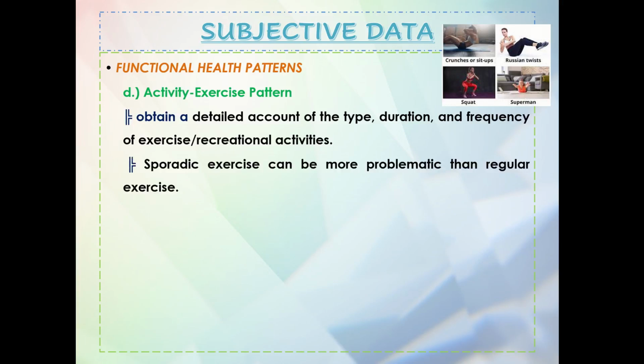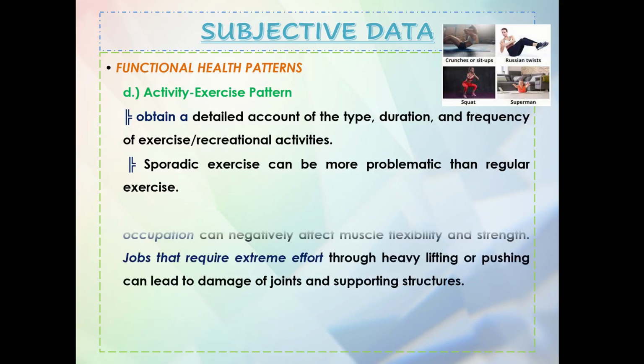Kaya halimbawa, tuwing summer, dahil summer, madalas siyang nasa labas, nakakapag-exercise siya. Pero come rainy days, ayan, matagal na hindi siya nakakapag-exercise because of probably the weather. So that is an example of sporadic exercise. So yung regular, definitely, ito yung like 3 times a week. So this is much better. Okay? So yun yung gusto nating malaman when it comes to activity exercise pattern.